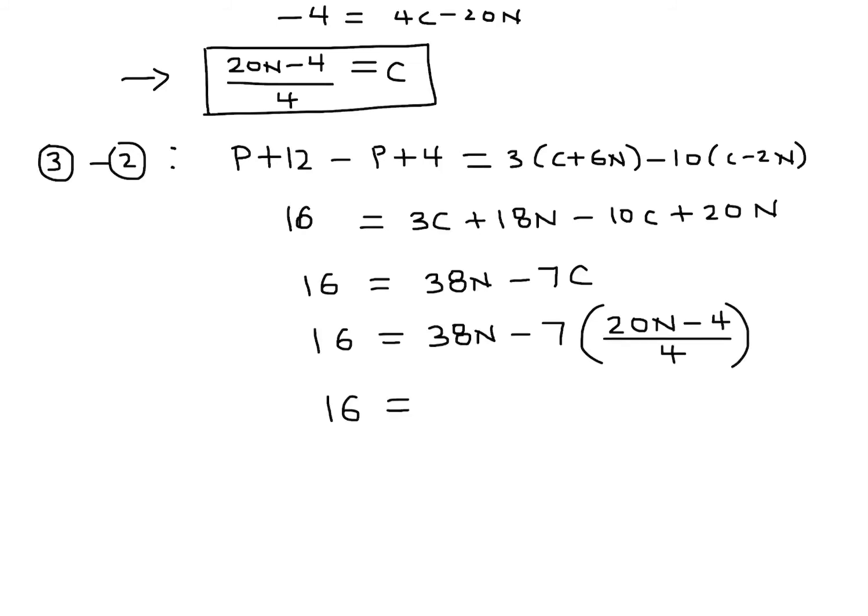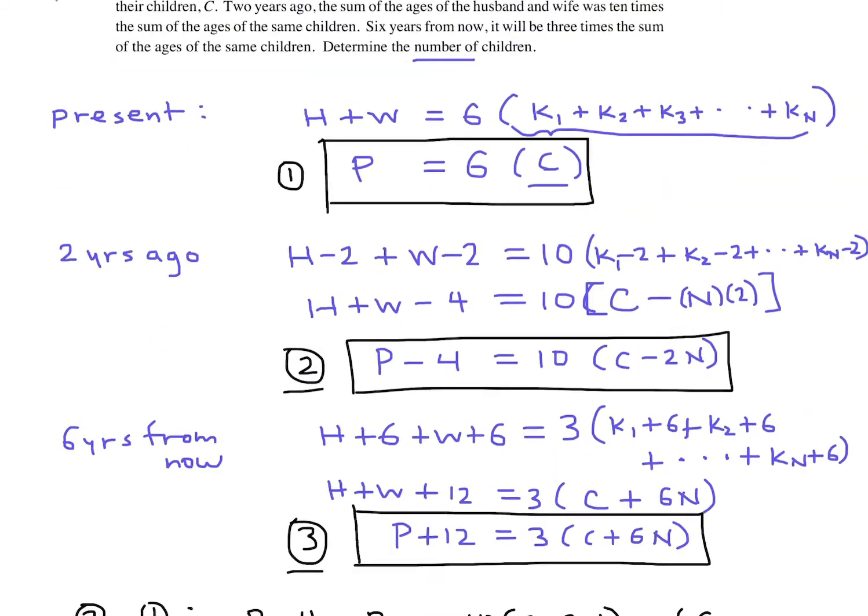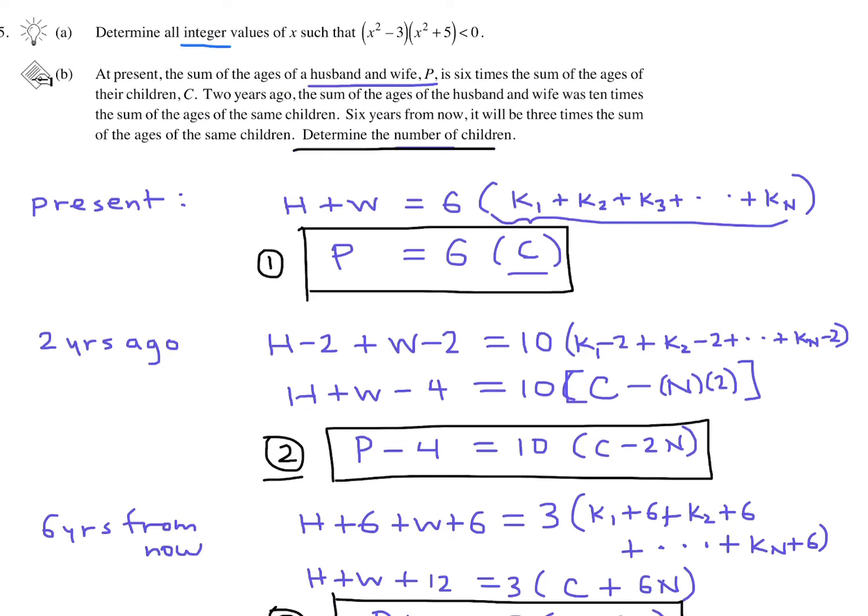So this becomes 16 is equal to 38N minus 140n minus 28 over 4, like that. 16 is equal to 38n minus 35n. And this becomes plus 7, right? Because you got two minuses, minus, minus. So bring the 7 over and you get 9, and you get 3n, and therefore n is equal to 3. So there's only 3 kids. I thought there was more than that, but that's okay. What is the number of children? So the number of children is 3.